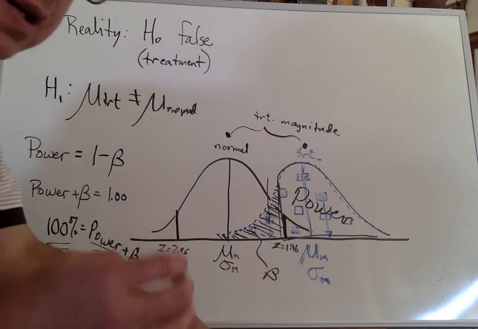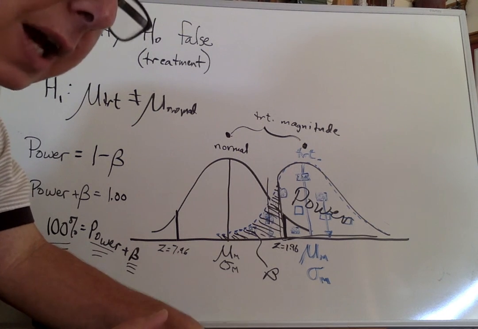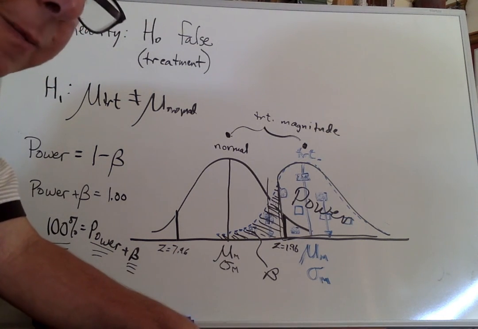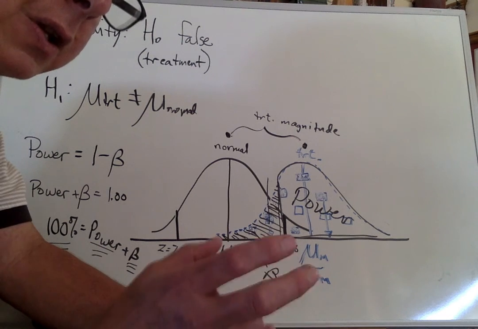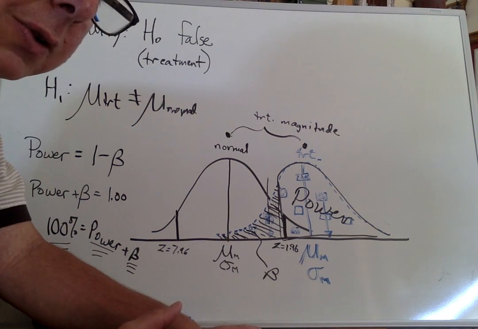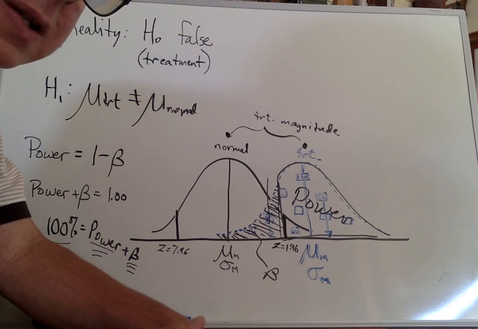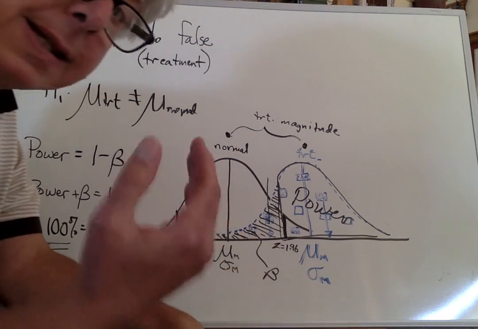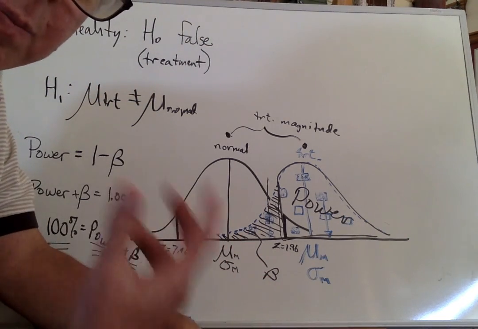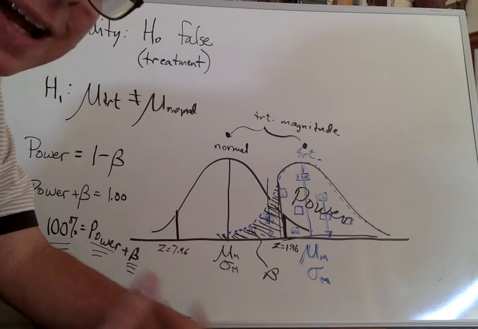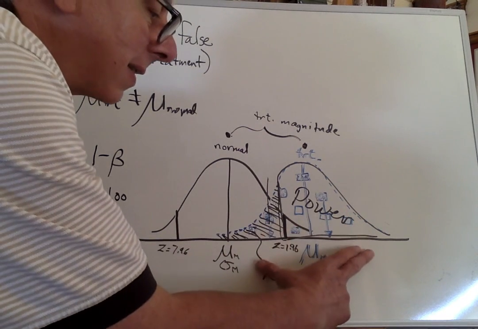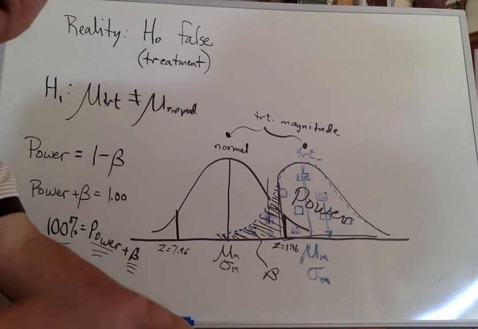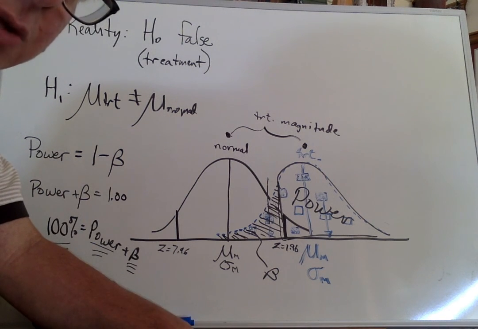Well, listen. Power is our ability to detect a treatment effect, or power is our ability to reject the null when the null is false. Okay? Power is our ability to say there's a treatment effect when there really is. If the treatment effect is bigger, it seems like that should give us more power, right? It's easier to see that effect. And in fact, that's the case. If I move this curve outward, my power increases, and I'm going to have less of a chance of making a type 2 error.